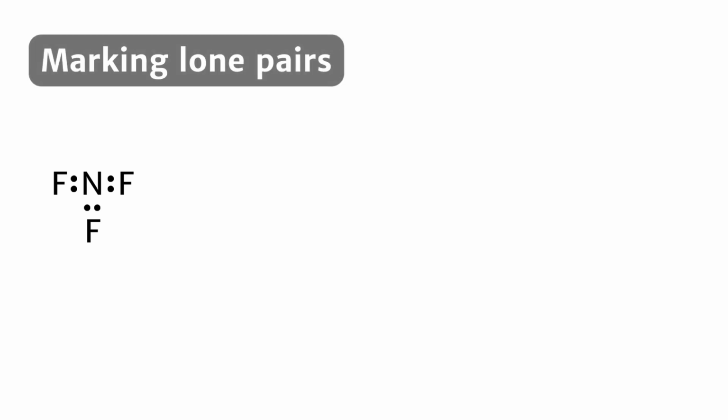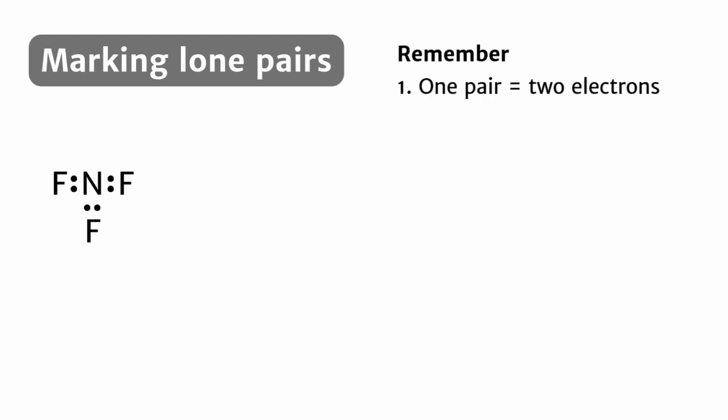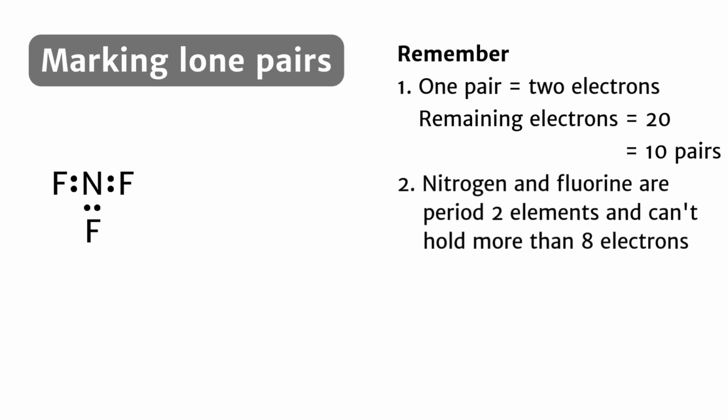Lone pairs consist of electron pairs that are not involved in chemical bonding. Each lone pair contains 2 electrons. As mentioned earlier, there are a total of 20 unutilized electrons. From these, we can form 10 lone pairs and mark them on the structure accordingly. It's important to note that both nitrogen and fluorine are period 2 elements, meaning they cannot hold more than 8 electrons in their valence shells.